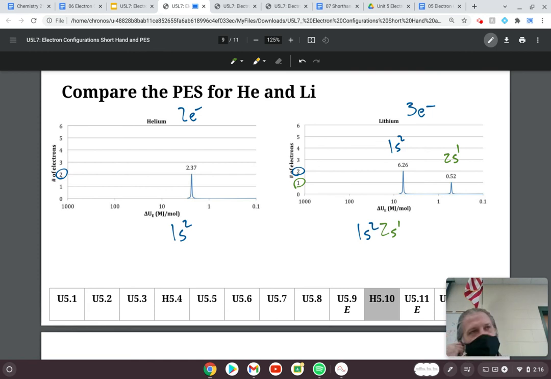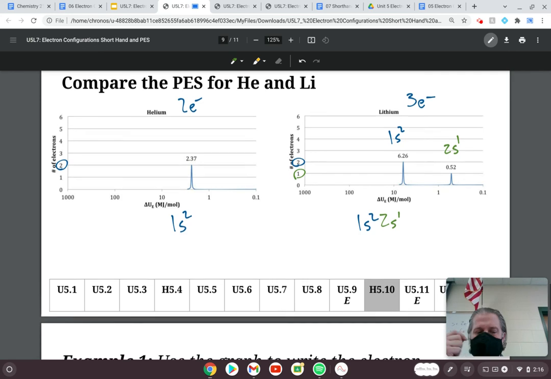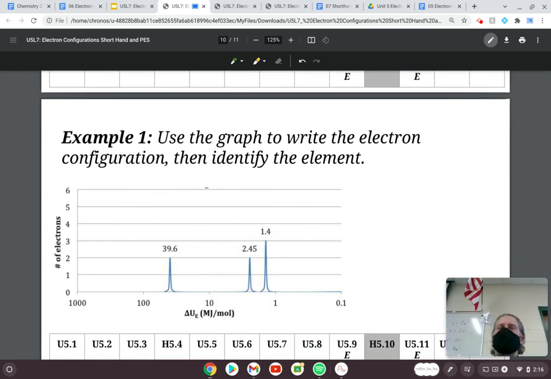So, to make this not more complicated, but maybe make more sense, we're going to use an unknown element and identify the electron configuration and which element it is.